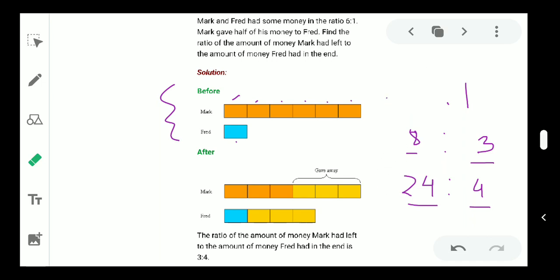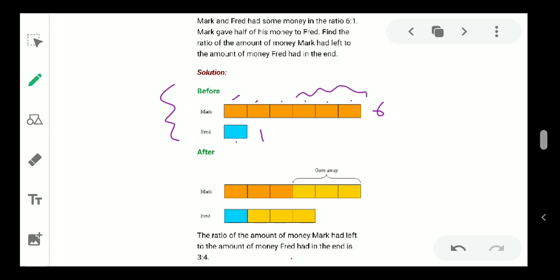What we can do is compare their money, right? In this math you can see that Mark had 6 shares at first, and Fred had only 1 share, and 3 of the shares are given to Fred. So Fred has gotten these 3 shares here. Now Fred has 4, and Mark had 6 and gave 3, so he has 3 left. So now the ratio is 3:4.